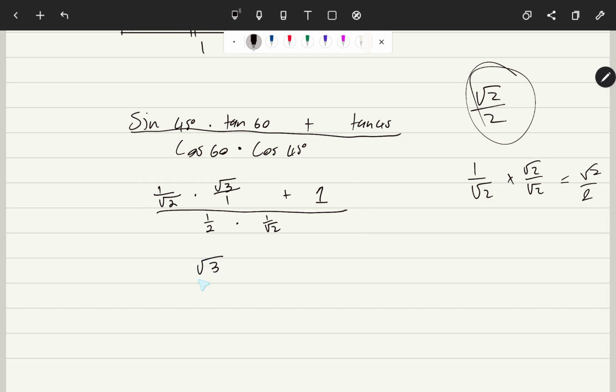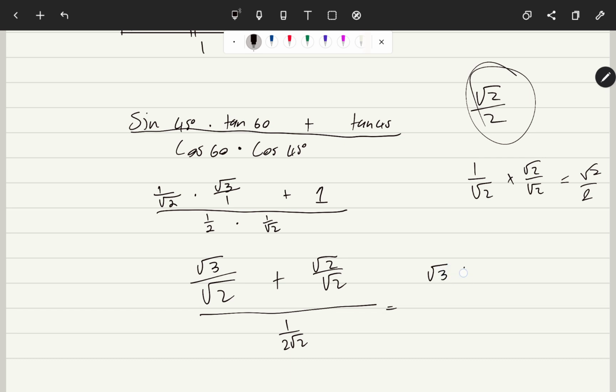So you have square root of 3, square root of 2 plus 1. I could just say square root of 2 over square root of 2, which is still 1. And then we will have 1 over 2 square root of 2, right? Our denominators are the same here in the numerators, so we could have square root of 3.